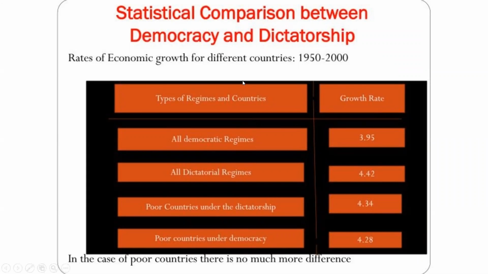Types of regimes and countries, growth rate: all the democratic regimes, democratic country growth rate is 3.95. All the dictatorship regimes, 4.42. Of course there is a difference, but this difference is not very high. Only some points. Poor countries under dictatorship, 4.34%. Those countries are controlled by a dictator, a single person. Poor countries under democracy, 4.28. So there is not a big difference between dictatorship and the democratic form of government.